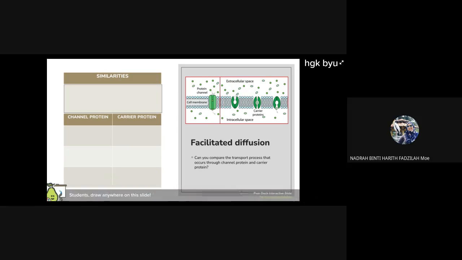Can you compare facilitated diffusion between these two types of protein? Bolehkah kamu bandingkan resapan berbantu antara protein liang dengan protein pembawa?